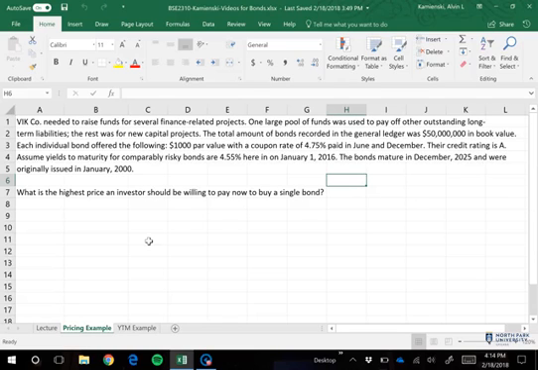Go ahead and attempt to solve a bond pricing problem. What I'm going to recommend that you do is pause the video and read this problem twice, and when you come back, I'm going to go ahead and highlight some of the key parts of it that we're going to need to use.